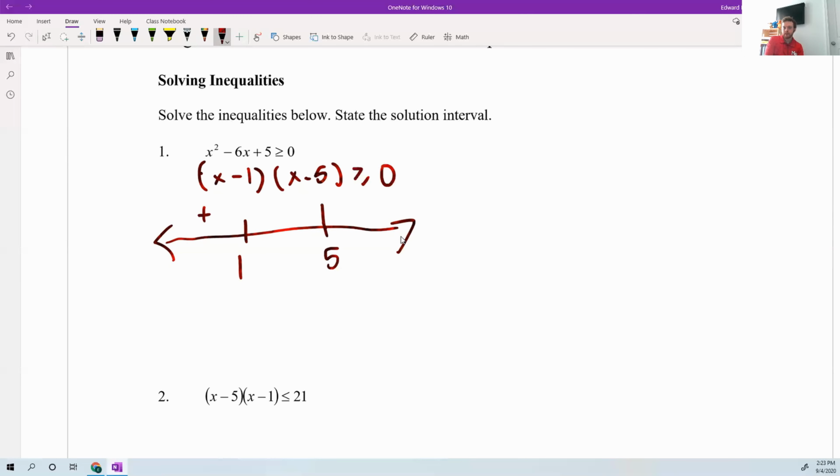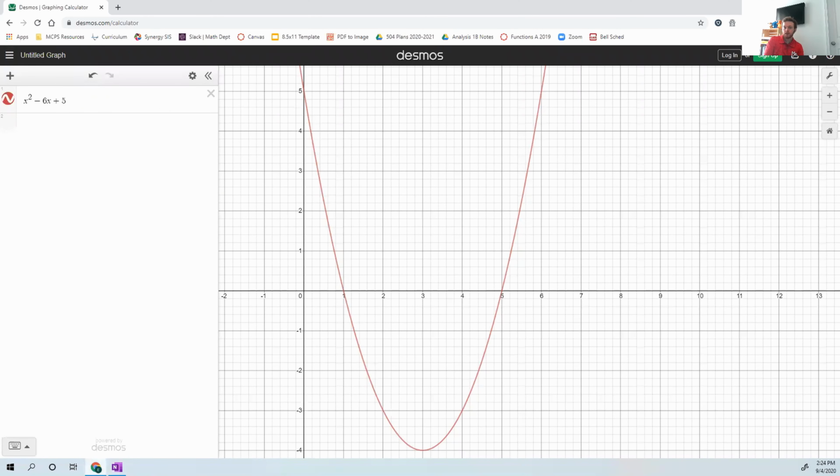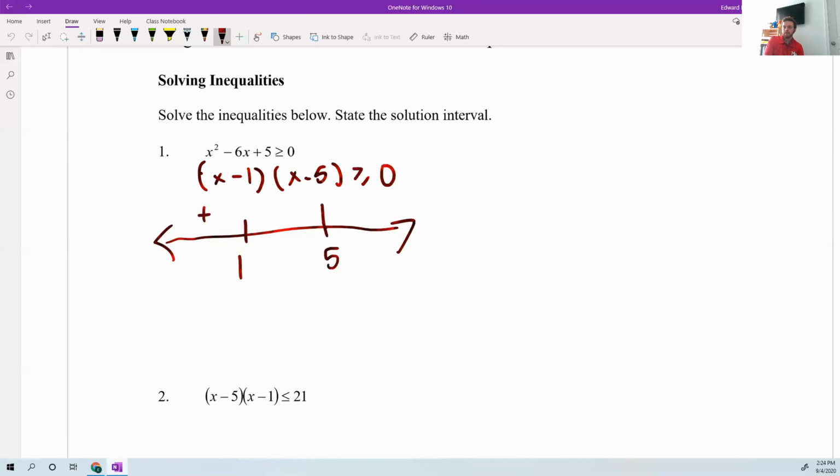That must be true because if there were any values less than 1 that were negative, then this graph would need to cross the x-axis again. But if it did that, then we'd have another 0. But 1 and 5 are the only zeros. So every value to the left of 1 must be positive, because one of the values to the left of 1 is positive. And it's at 1 that we switch to negative. Don't believe me? Plug something in.